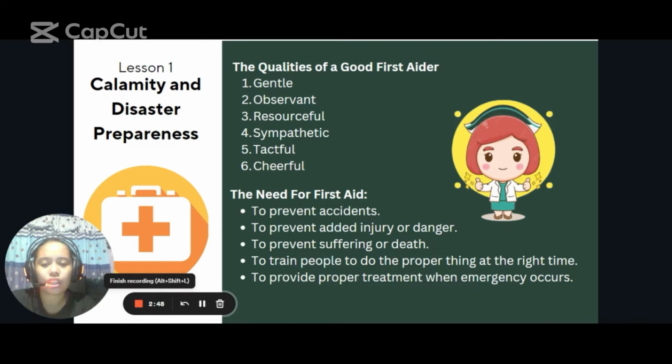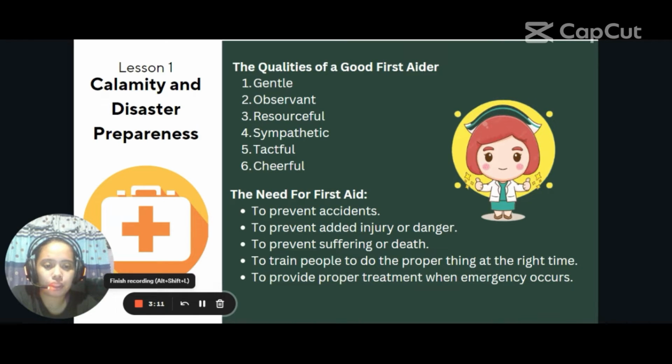So, the need for first aid: to prevent accidents. Next is to prevent added injury or danger. Next is to prevent suffering or death. Next is to train people to do the proper thing at the right time. Next is to provide proper treatment when an emergency occurs.